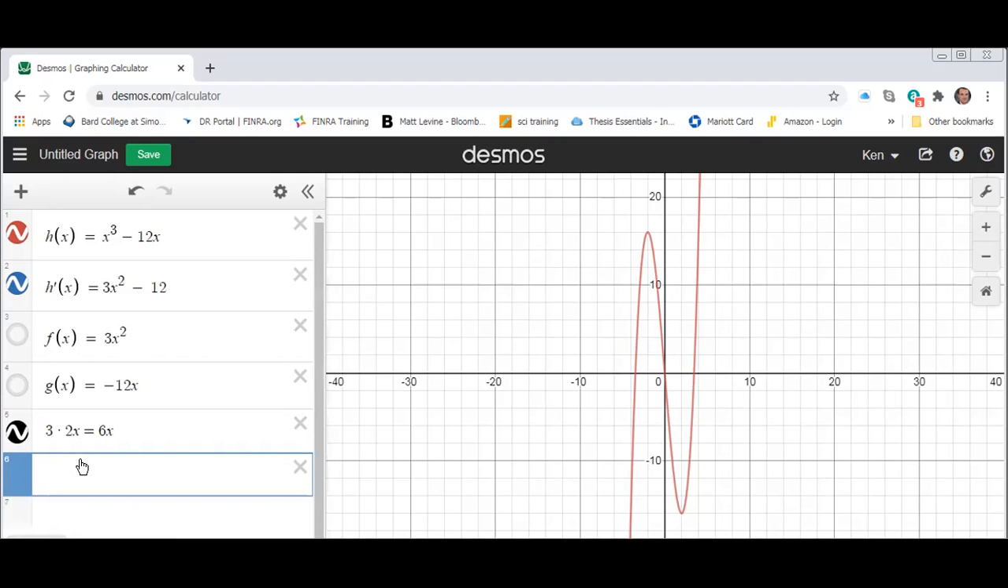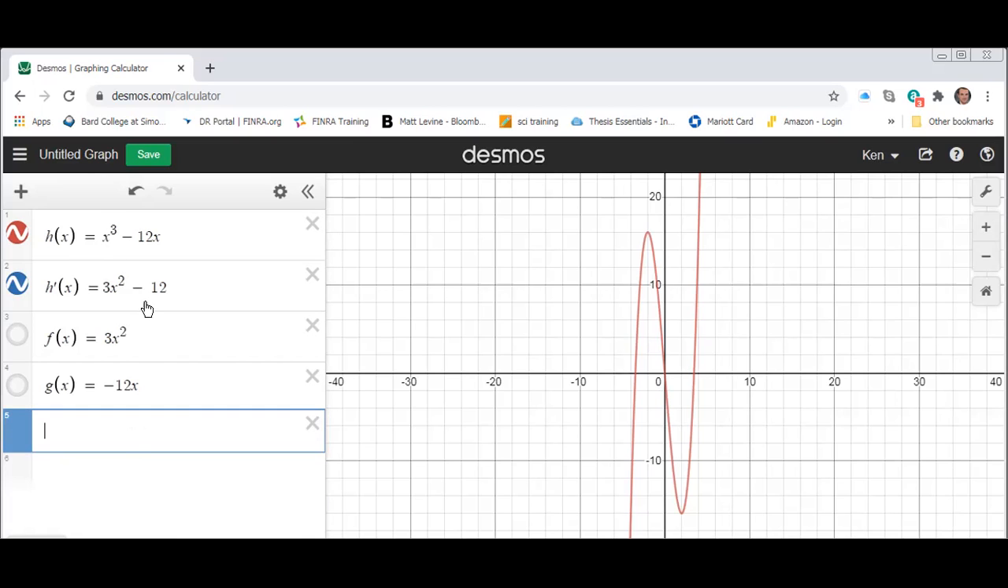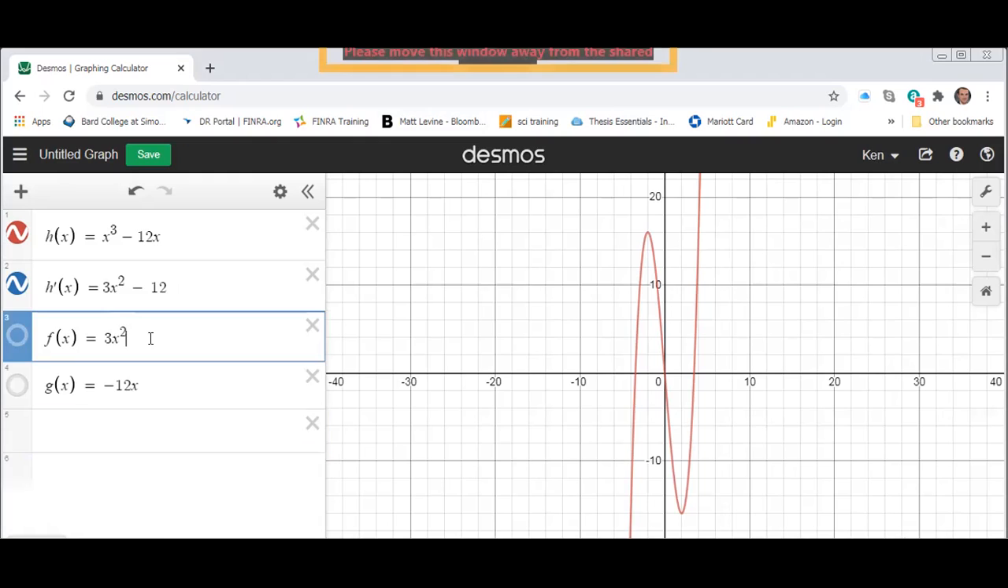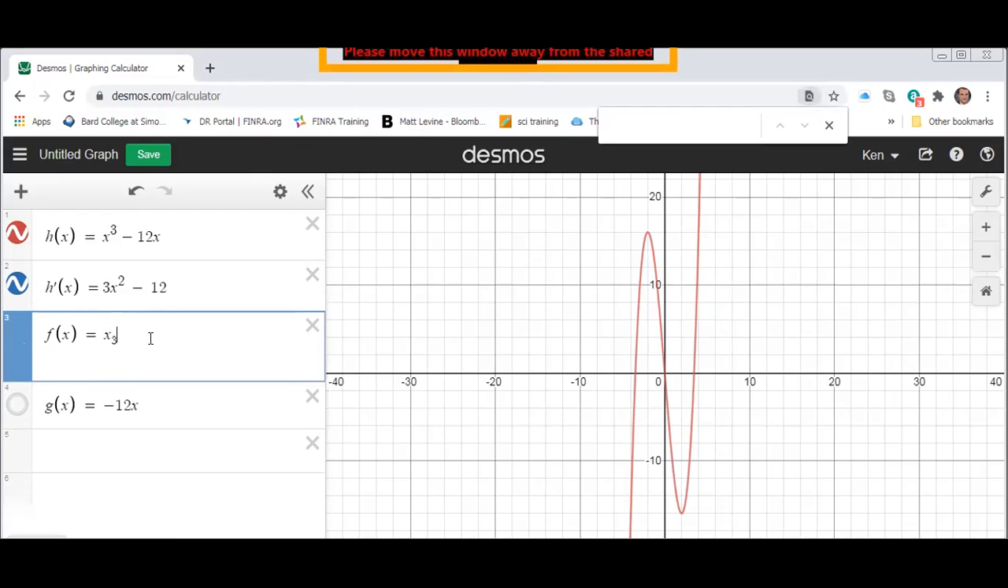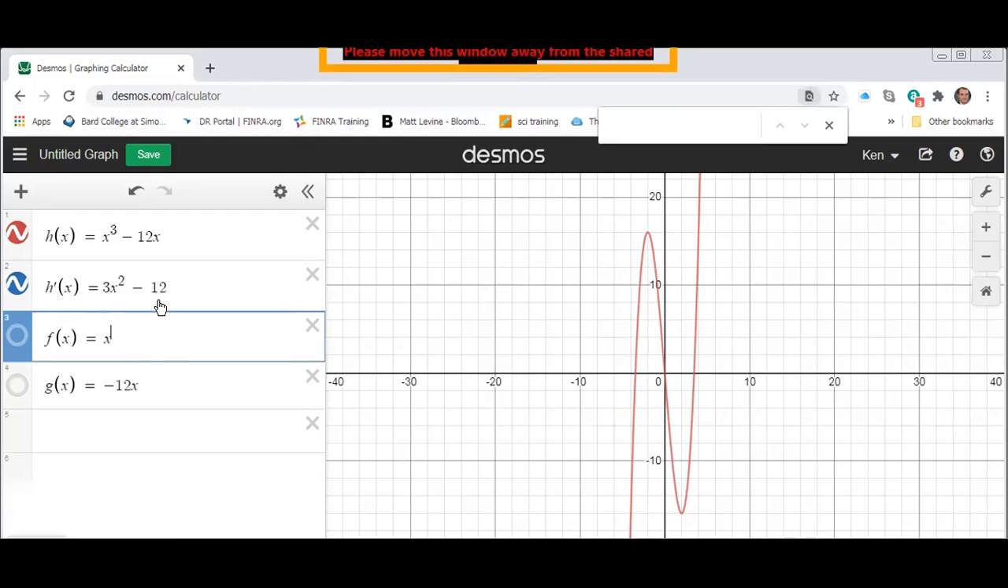Sorry, I typed in the wrong thing for f and g, didn't I? Because I wanted to write h is equal to f plus g. So h is x cubed minus 12x. So f would be x cubed and g would be 12x.